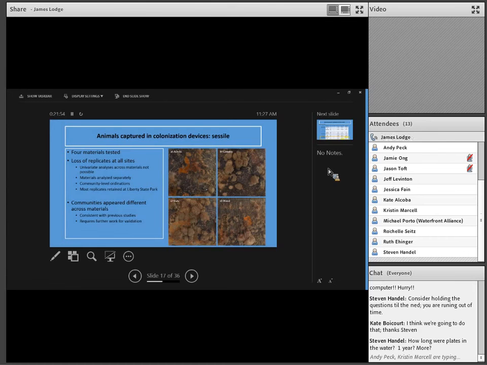Just a quick question, what do you mean by replicate loss? Like you physically lost the plate? Yep. So, I mean, plates would fall off, or the whole device got smashed.